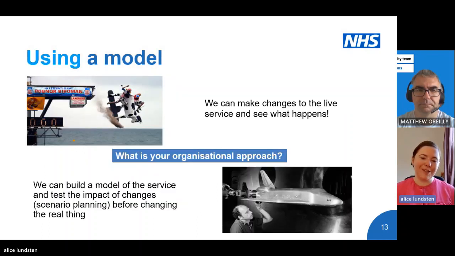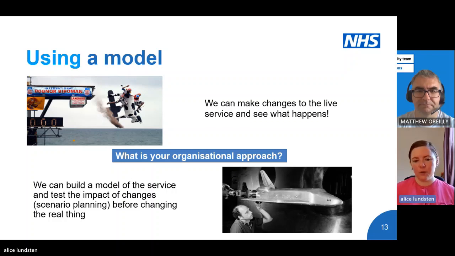Broadly, talking of changes to services, there are two main approaches when you want to change something. You can make a change live and then see what happens, and we've got our Bogner Birdman in the top left-hand corner there as an example, or you can build a model that simulates what's going to happen, so that you've got prior knowledge and a fairly good understanding of what's likely to happen.